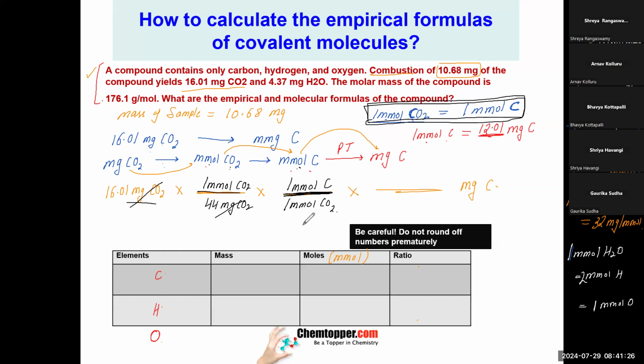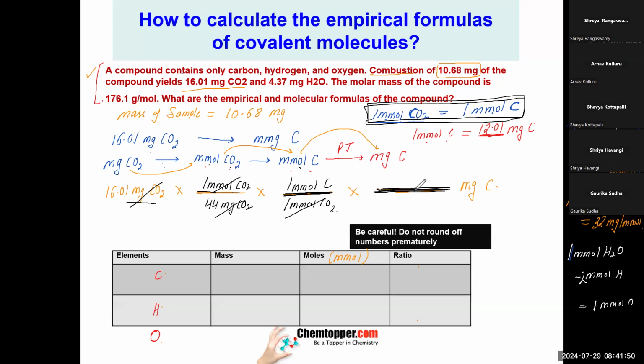Are we okay till now? Anyone has problem here? Can you see millimoles of CO2, millimoles? It's the same thing, millimoles, moles. When you're working with moles, then you're working with grams. But when you're working with millimoles, you can work in milligrams. Molar masses are same. Okay. Now the next ratio.